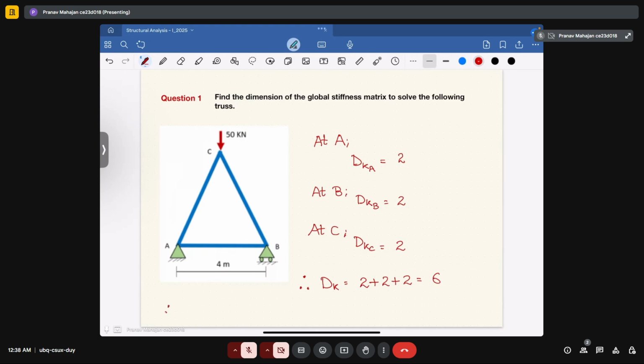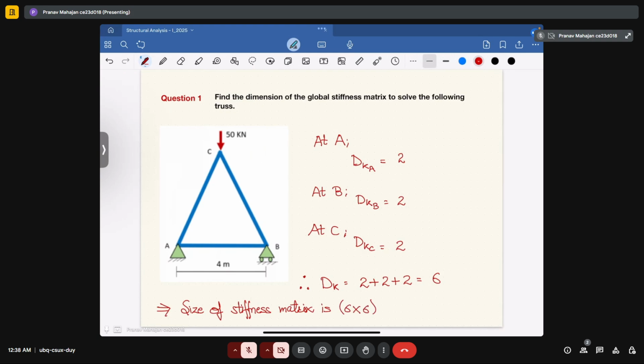Therefore, I will write this implies size of stiffness matrix is 6 by 6. Okay.